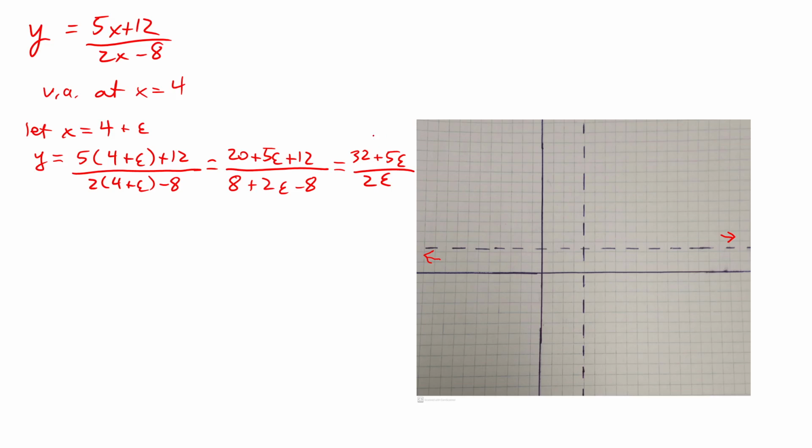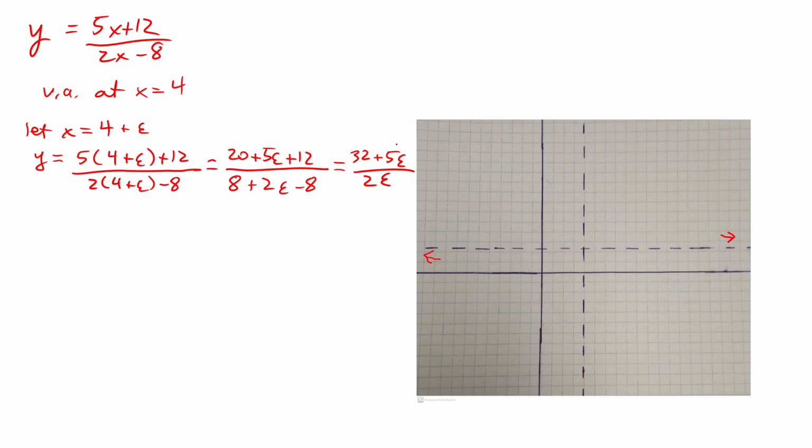Now, what we've got here is a numerator that's positive, 32 plus 5 epsilon. The 5 in front of the epsilon doesn't really have any impact because epsilon is infinitesimally small. In a sense, it's like putting 5 in front of infinity. You're not going to make it any bigger.